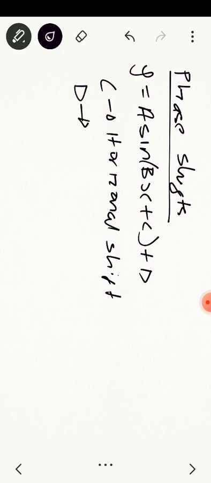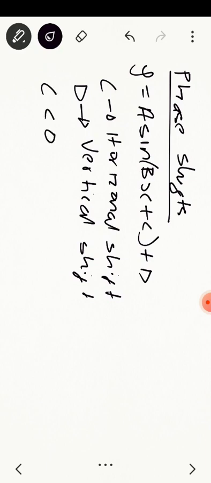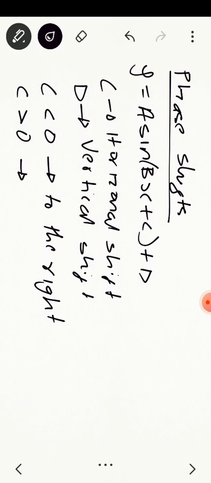And d is our vertical shift. So if we are given that c is less than 0, then we are shifting the graph to the right. If c is greater than 0, then we'll be shifting it to the left. Please take note that if c inside the bracket is negative, then you are shifting the graph to the right. But if c is positive, you are shifting the graph to the left.